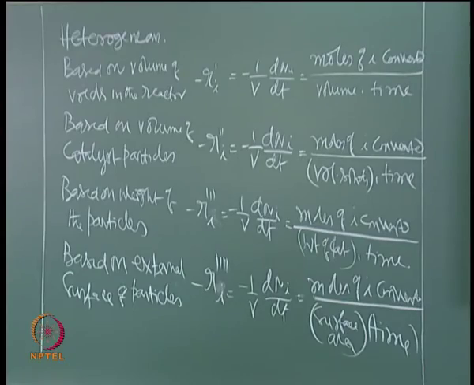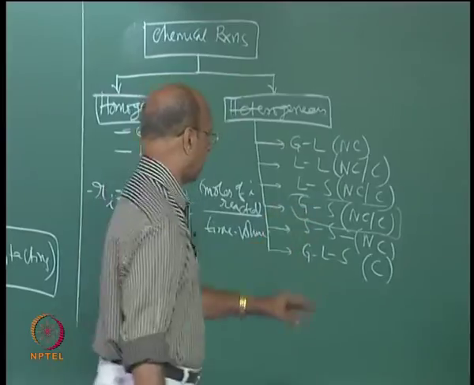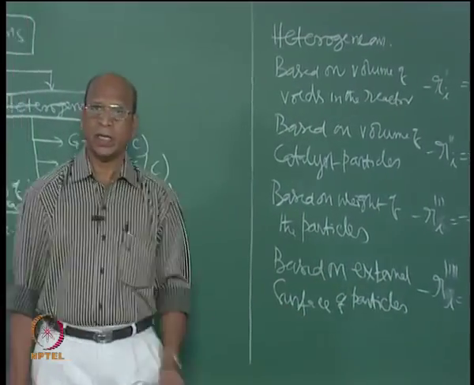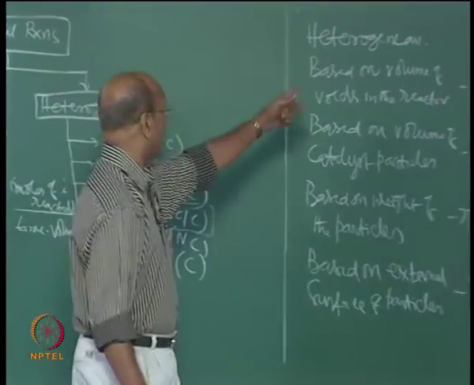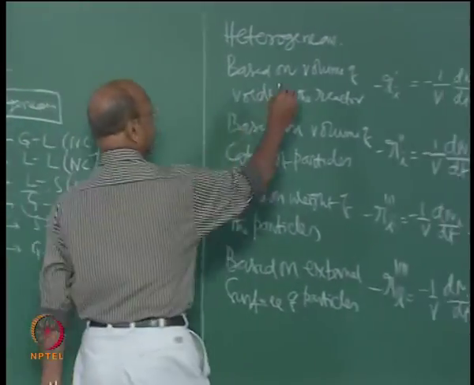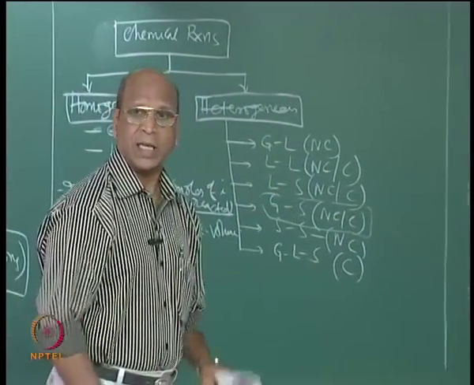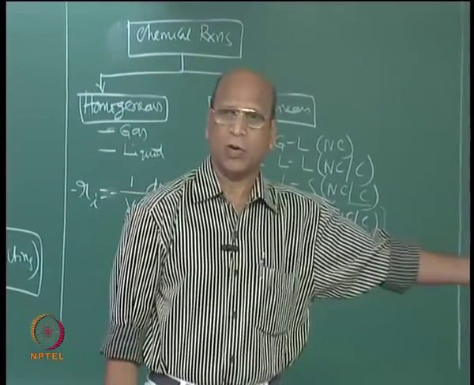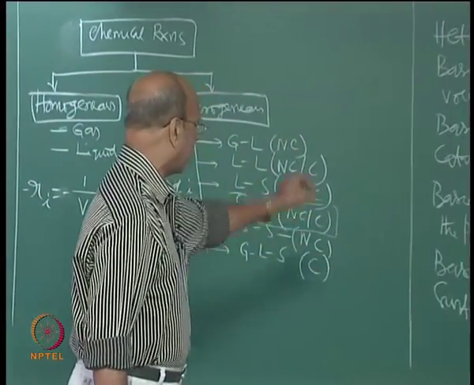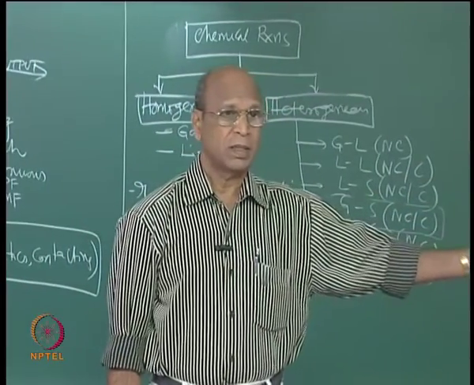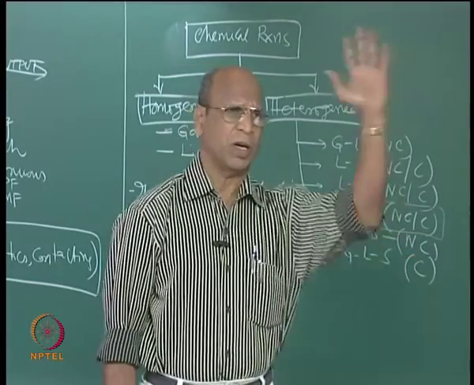Yeah, not able to read. The first one is always moles of I converted. Surface area, of what? Which particle? I have only one particle, catalyst. That is why I said heterogeneous gas-solid system. You have only those solid particles. You will definitely have all these doubts, because you have to specifically mention on which basis you are going to write the rate of reaction. This is very important.